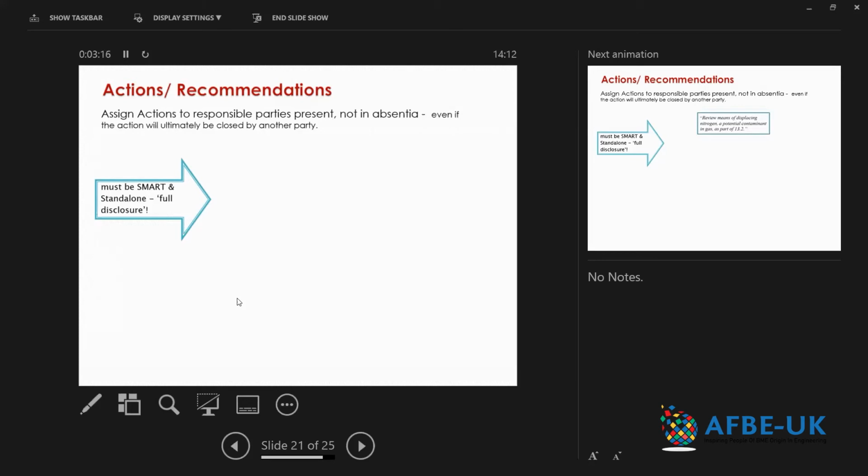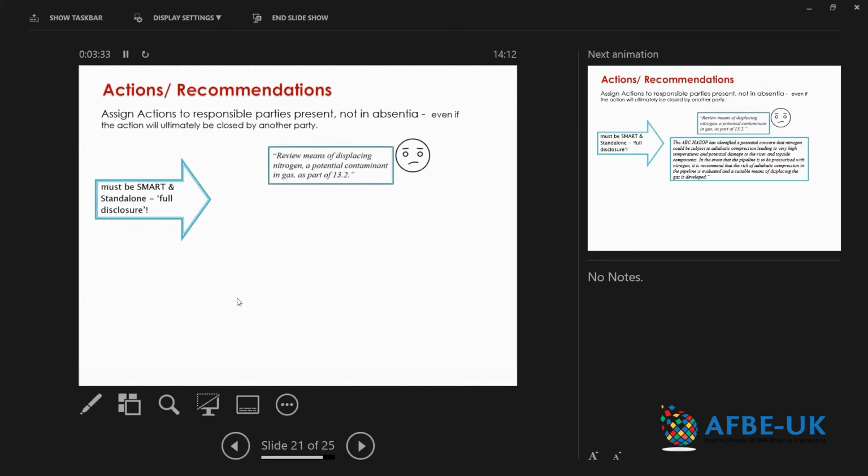So if someone hasn't attended that HAZOP, for example, and then got assigned or asked to close out one of the actions, any of the actions, they must be able to read that action and understand fairly well what is required of them to do. Some examples in here. An action that you don't want to be framing: this is an action from the HAZOP. "Review the means of displacing nitrogen, potential contaminant in gas. 13.2."